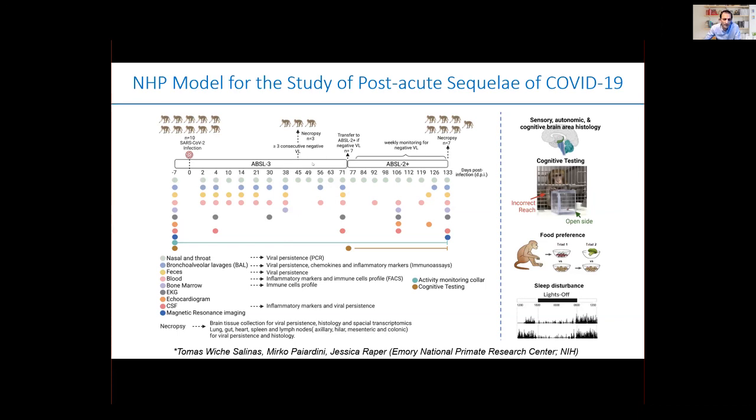They were able to work with our biosafety committee to infect these monkeys and then perform additional analyses at a late time point. And once these monkeys test negative for viral loads in several of the tissue compartments, they will be transferred over to the ABSL2, where they can do more intensive analyses looking at cognitive testing, food preference, and sleep disturbance, that can really only feasibly be performed at ABSL2.